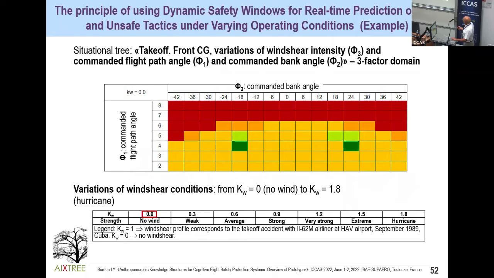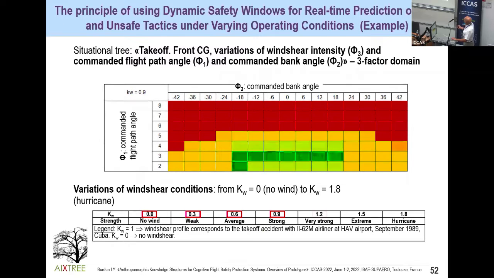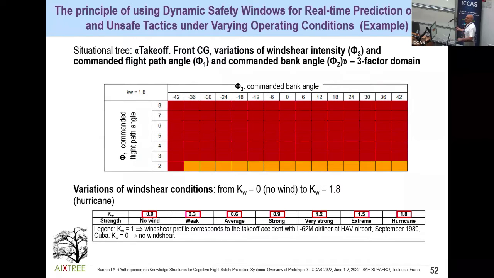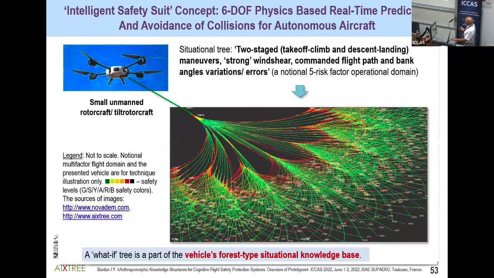I will show this very interesting picture, like, wow. It's a passing, changing wind shear condition, which shows you how the space for maneuver diminishes as time passes.